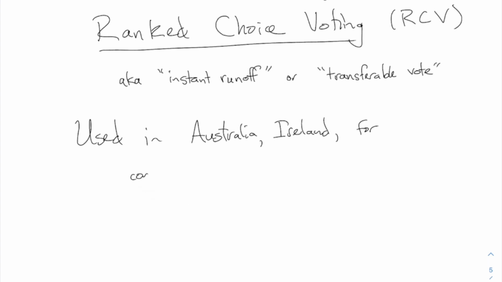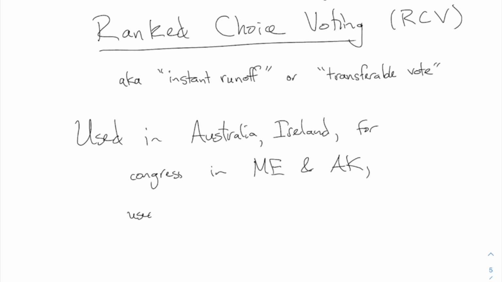It's also used for the U.S. Congress in the great state of Maine and Alaska. Alaska just switched to ranked choice voting like last year. The Congress elections we had last year were the first ones done by ranked choice voting in the state of Alaska. Maine has been doing it for a little bit longer than that.